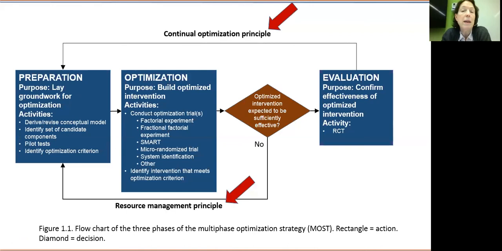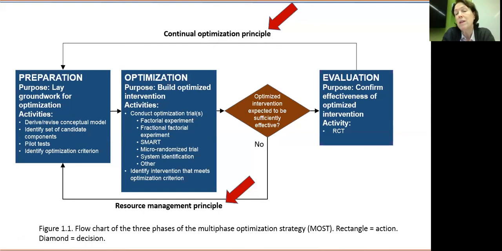Think of how many fewer failed RCTs there would be if that was a possibility. Just going back and following the arrow I have here, see where it says no, you follow the arrow down that says the resource management principle. Because the resource management principle says here, don't do an evaluation. Don't waste the money on an RCT if you're pretty sure you don't have a shot at developing an intervention that's going to have a statistically and clinically significant effect.